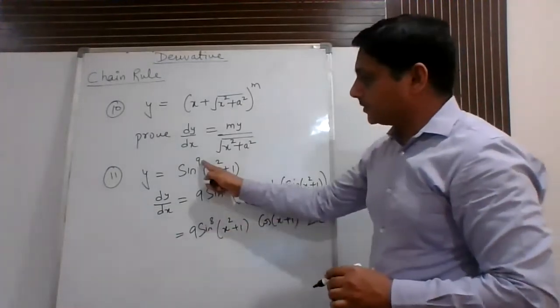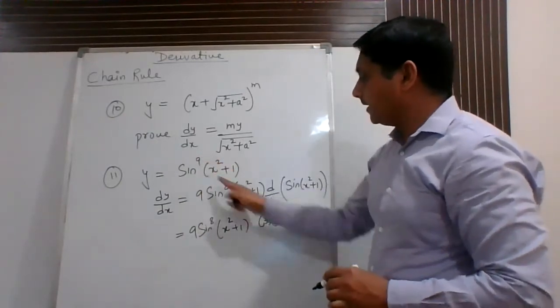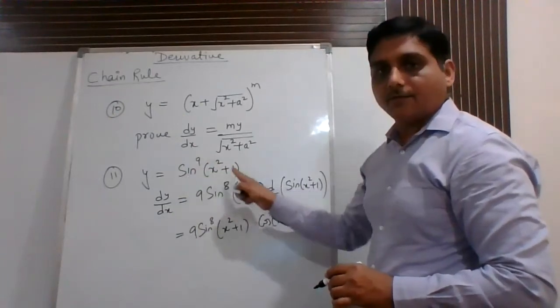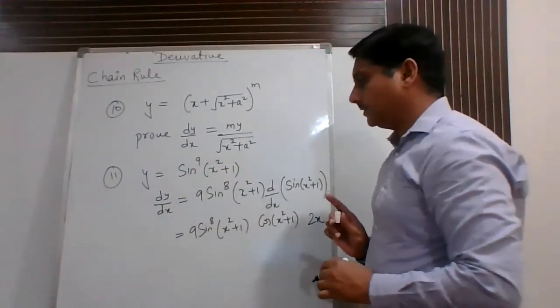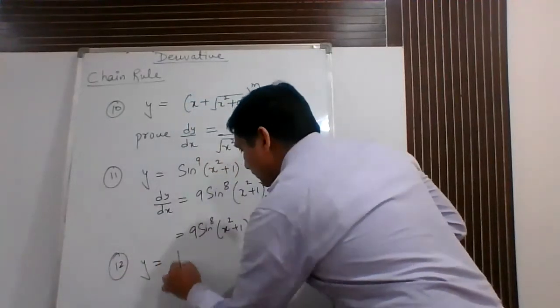So what we have done: first of all, we are dealing with the power, 9 sine to the power of 8, with the angle as it is. After that, we are taking the derivative of sine and then we will take the derivative of the angle. So based on this question, you can do these questions yourself.